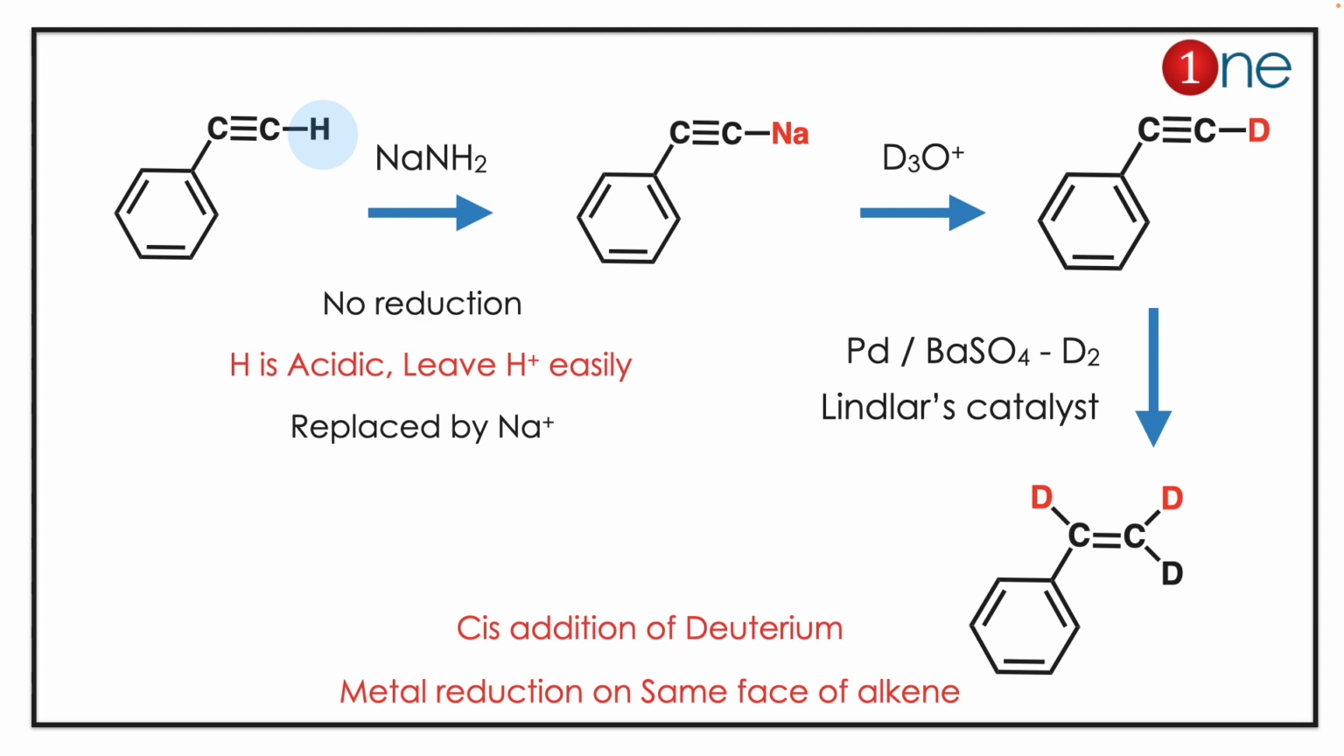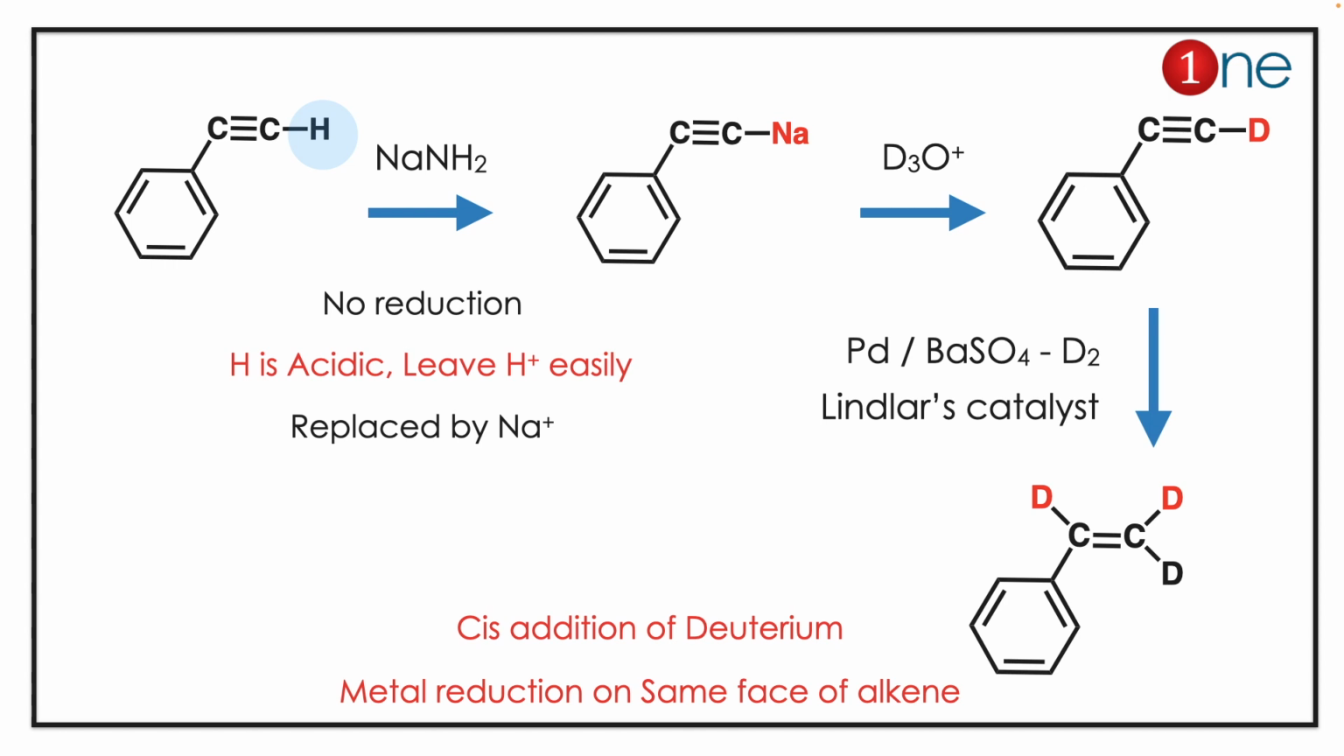So one positive charge is replaced by another positive charge, which is sodium. Then in the next step we are reacting with D3O+, which is heavy water acidified. Here Na is replaced with D, so deuteration happens again. Then palladium barium sulfate and deuterium, which is called Lindlar catalyst. The hydrogen is replaced with deuterium here.